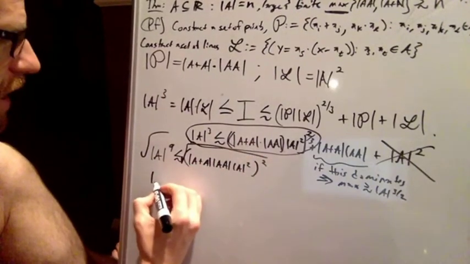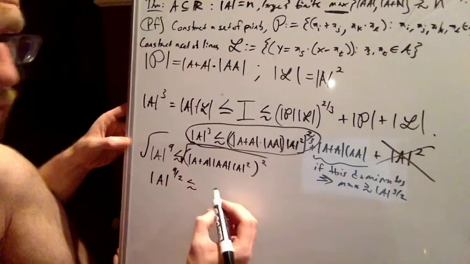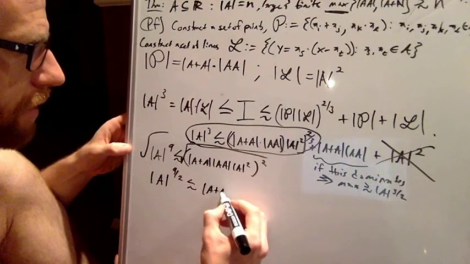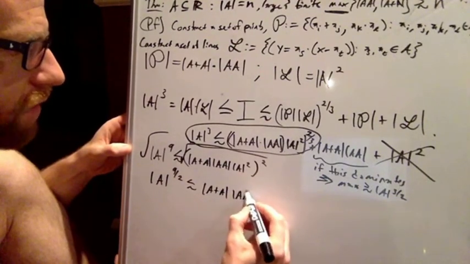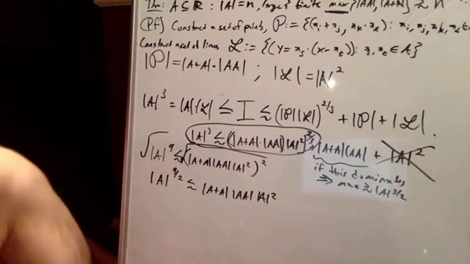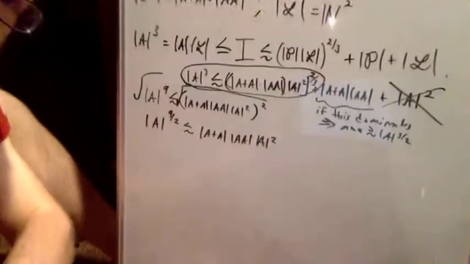And I've got the size of A to the 9/2 is bounded above by the size of A plus the size of A times the size of A times A squared. So this squared was inside the parentheses. All right, let's keep going.